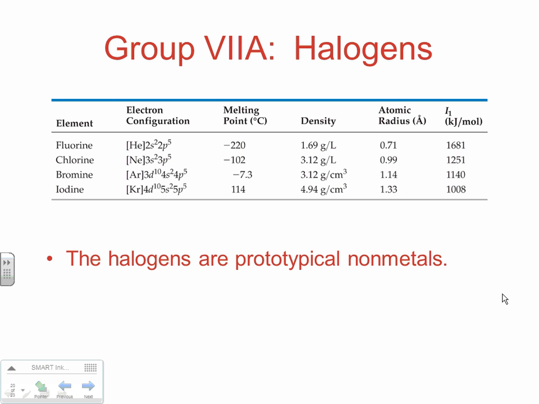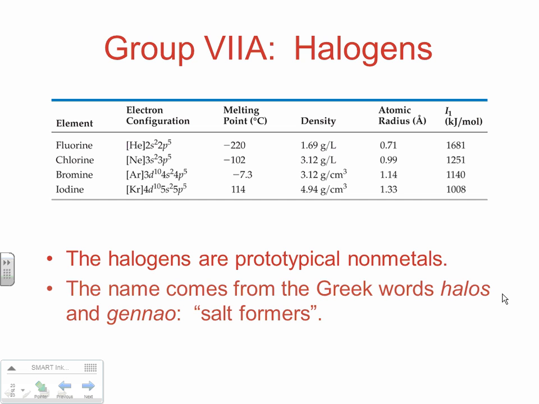Next group over, halogens. Once again, like alkali metals and alkaline earth metals, a very predictable group. So they are our typical non-metal substances. Unlike oxygen and sulfur, that family, as you went down, they were becoming less and less like non-metals. Well, the whole halogen group, fluorine, chlorine, bromine, iodine, are very non-metallic things. The actual term halogen comes from halos, which deals with salt formers. That's what these things do. When they react with metals, they form salts.